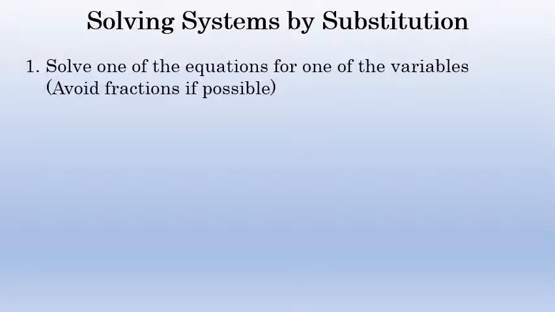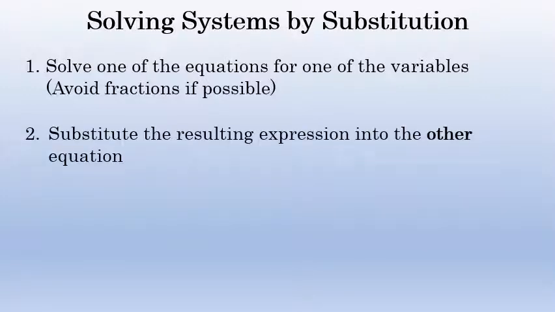So you want to take the 2 equations, look at the 2 variables in the top equation, the 2 variables in the bottom equation, and isolate one of those variables. It doesn't matter which equation you choose, but you're going to get one of the variables by itself. Then you'll substitute that resulting expression into the other equation. It's important you use the other equation, not the one you used in step 1, but the other equation.